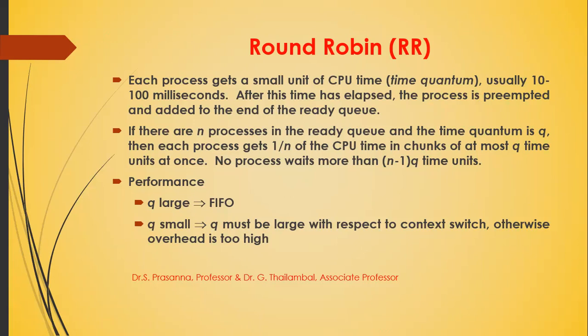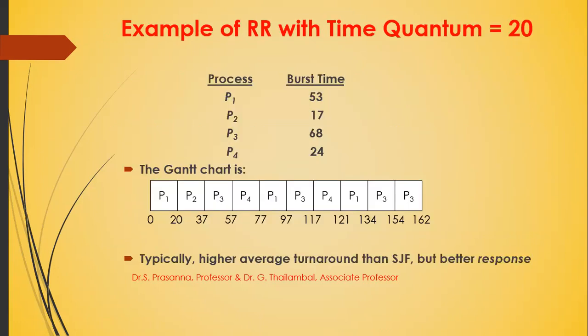If there are n processes in the ready queue and the time quantum is q, then each process gets 1 by n of the CPU time in chunks of at most q time units at once. No process waits more than (n minus 1) times q time units. For performance, when the queue is large, it behaves like FIFO. The time quantum must be large with respect to context switch, otherwise the overhead is too high. So we use round robin scheduling.